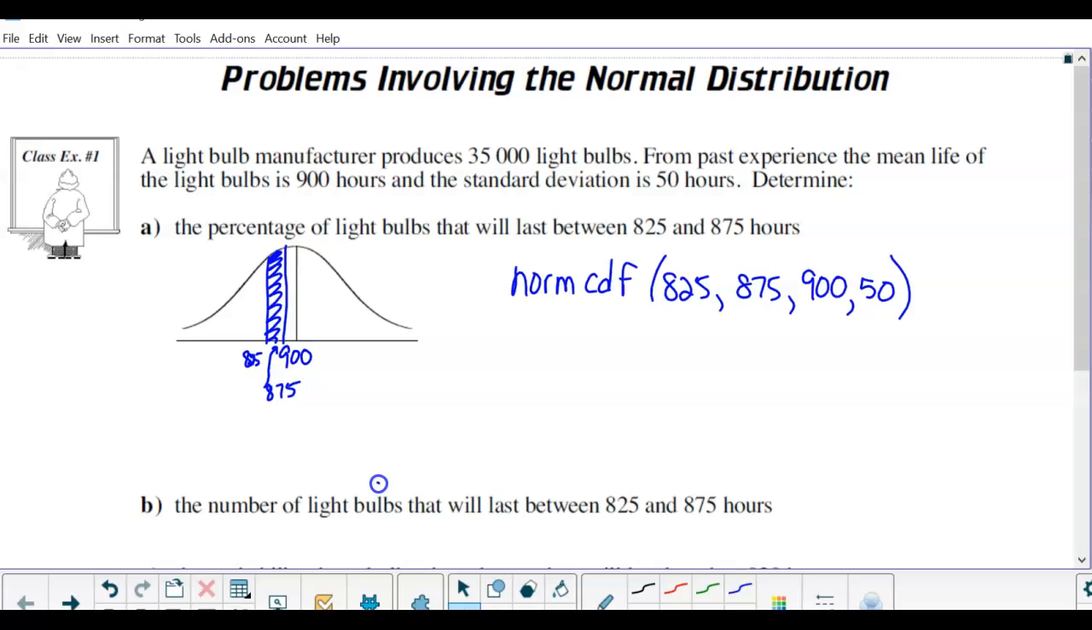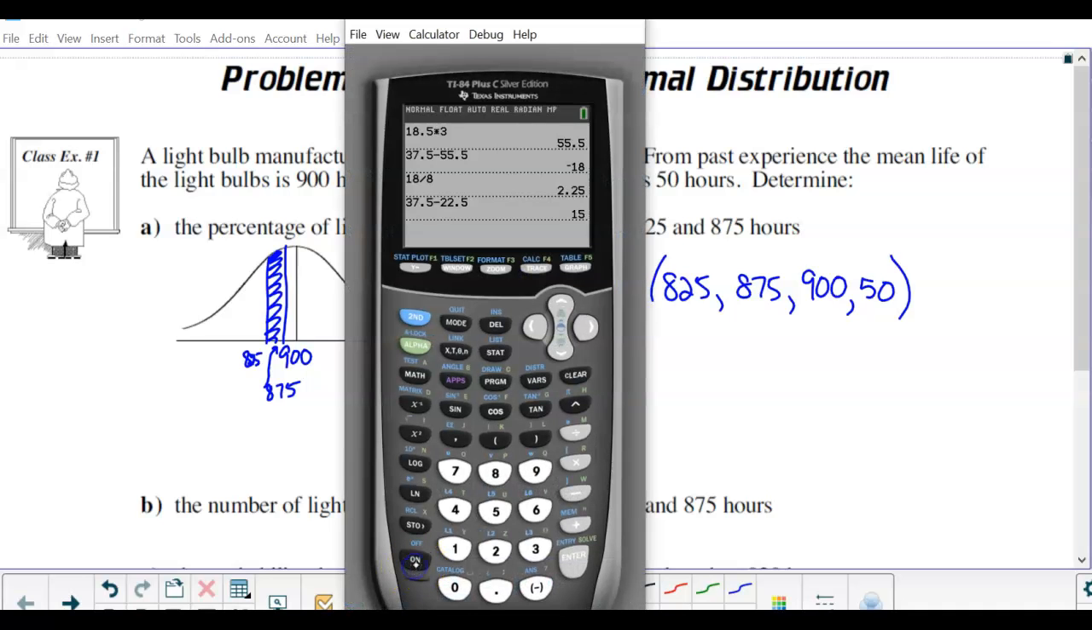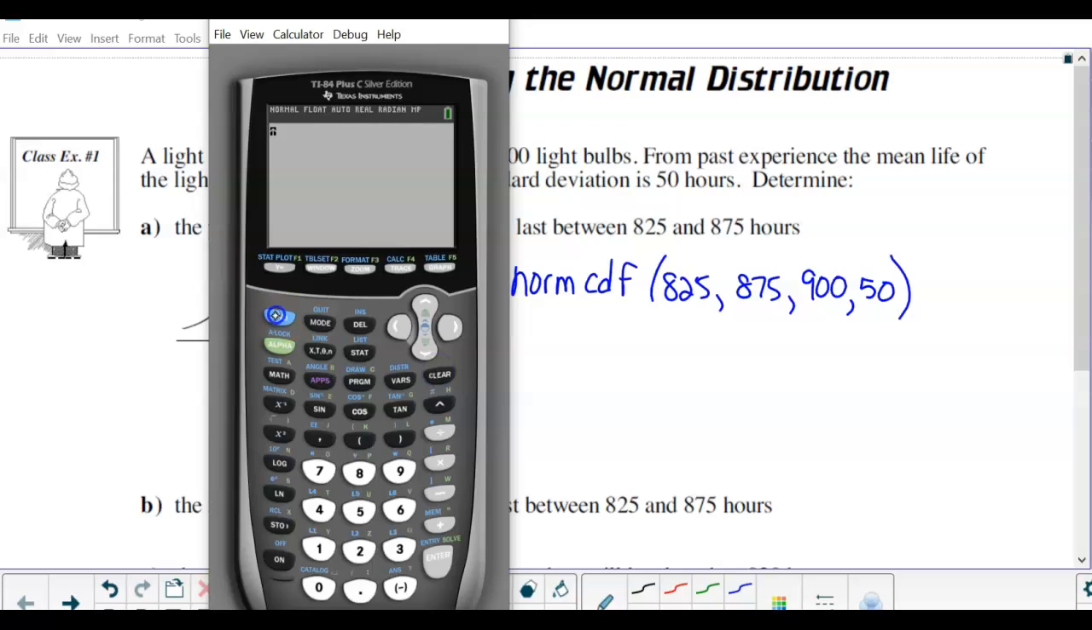If you have a newer version of the calculator, it's vertical, and you enter these. This is sort of faster. In a written response, this would be your work, or you can write out what it is vertically, but I would just write it like this. Calculator, remember it's in distributions. It's normal CDF. Now, our left boundary is 825, our right is 875, our mean now is 900, and standard deviation is 50.